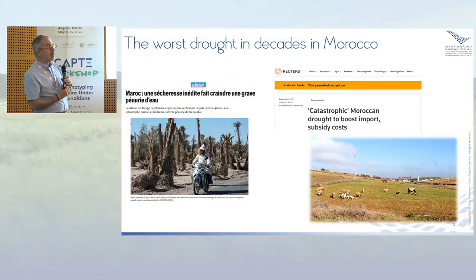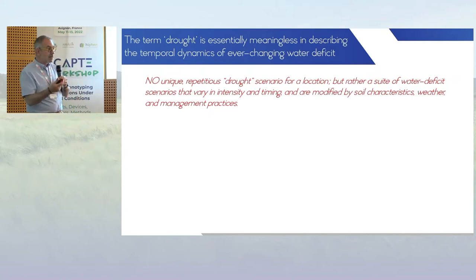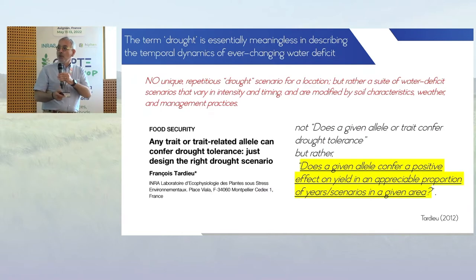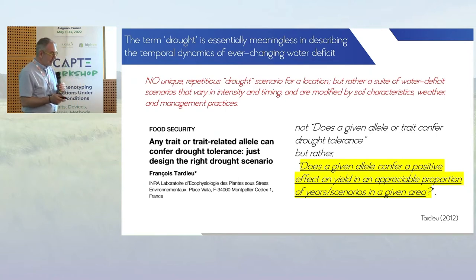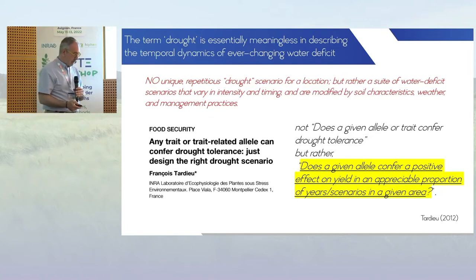coming back to drought, this year in Morocco was the worst drought in decades. I think it's also the case in some parts of Europe. And yesterday, François pointed out that the term drought is basically meaningless in describing the temporal dynamics of an ever-changing water deficit. And I took a quote from François in 2012. He still says the same thing, which is quite reassuring. So any trait could eventually be useful or not useful for drought tolerance. It depends on the drought scenario for a given area in a given year. So you need to keep that in mind.